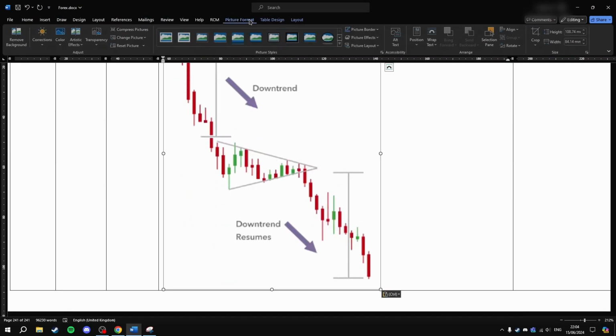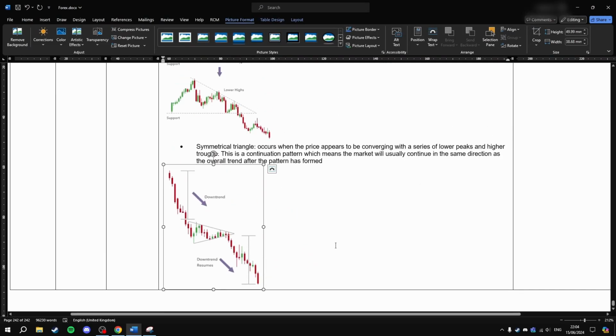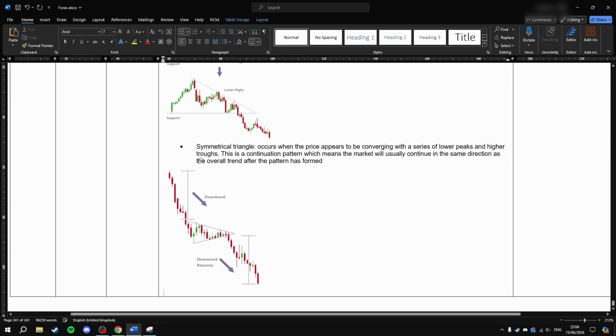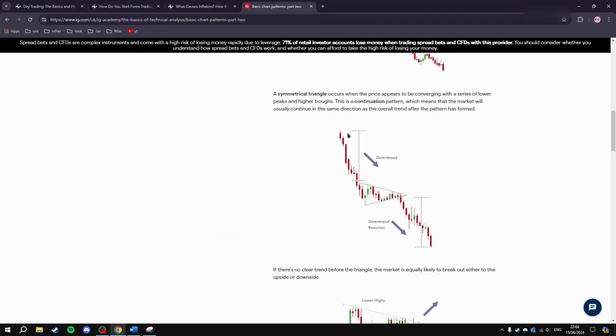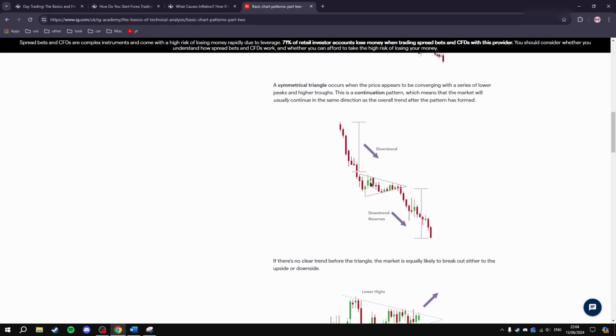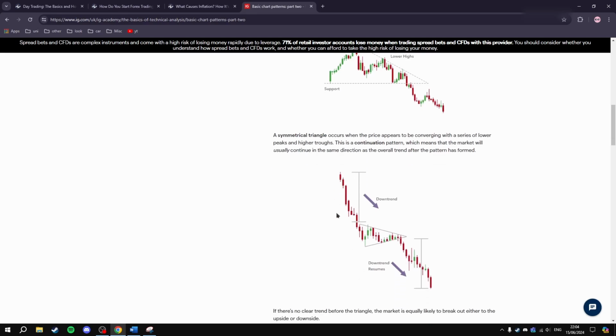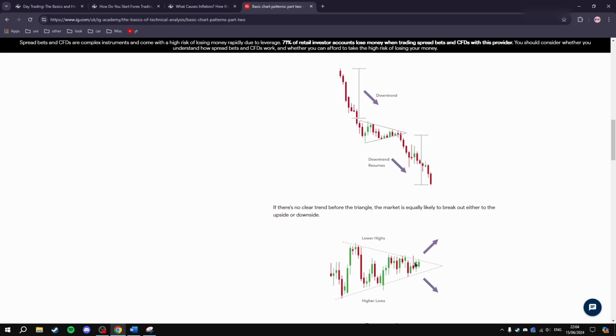So that's the diagram. Lower peaks and higher troughs. So the peaks are getting lower and lower. This isn't really a complete pattern, to be honest. It's just, I guess, this bit is going on a downtrend, and then we've got lower peaks. The troughs, I don't really know where they're getting higher, but they continue in the same direction, and then the downward trend resumes. Right.